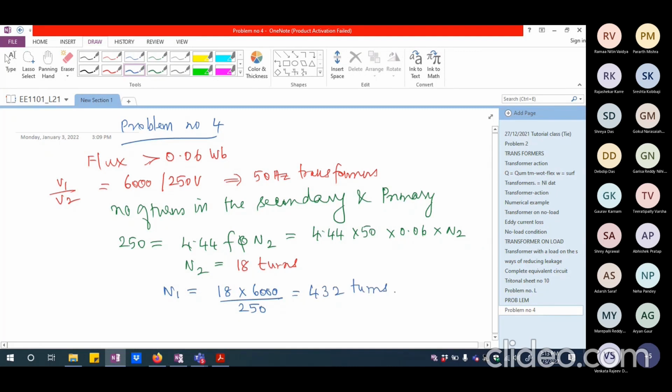Okay. Any questions on this? So the voltage equation of a transformer is a very, very important thing in general.